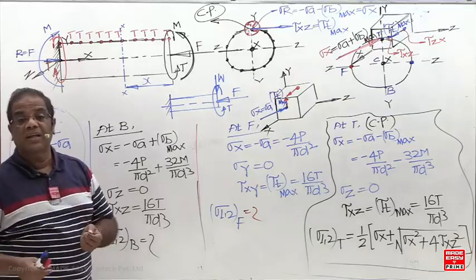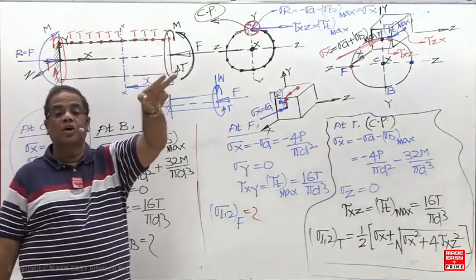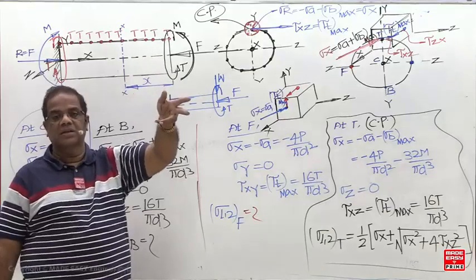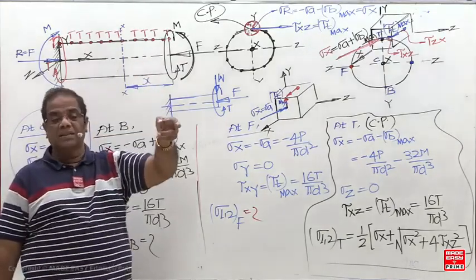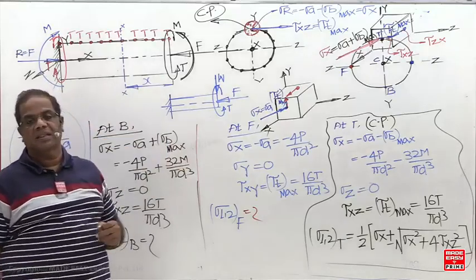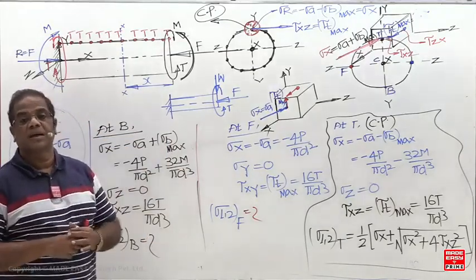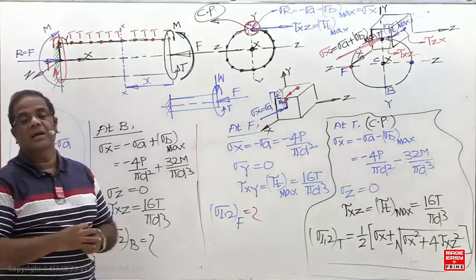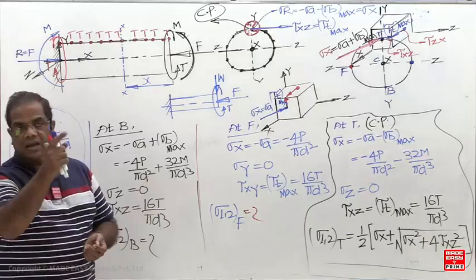Then after identifying the critical cross section, what do you have to see now? On every cross section, how many stresses are there now? 2 normal stress, 2 shear stress. Then which is the critical point? The point at which the resultant of normal stress and the resultant of shear stress is maximum. That is the resultant of axial and bending, and the resultant of direct shear and torsional shear, maximum. That is the critical point.